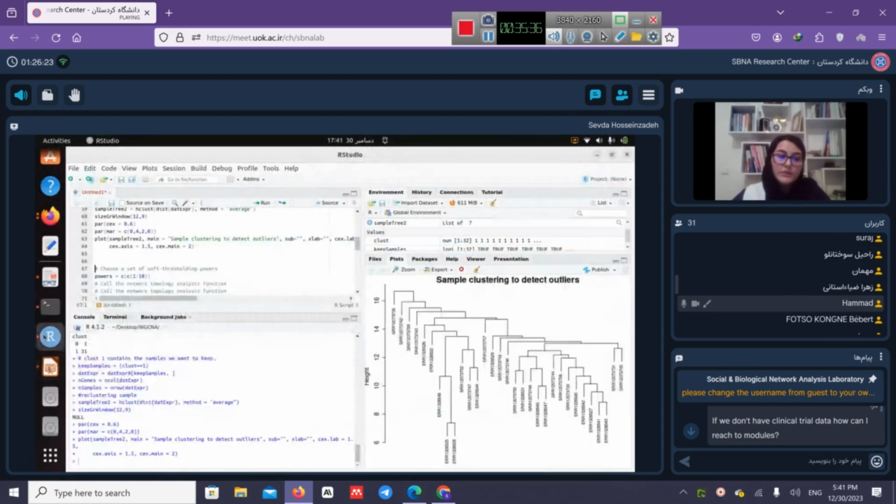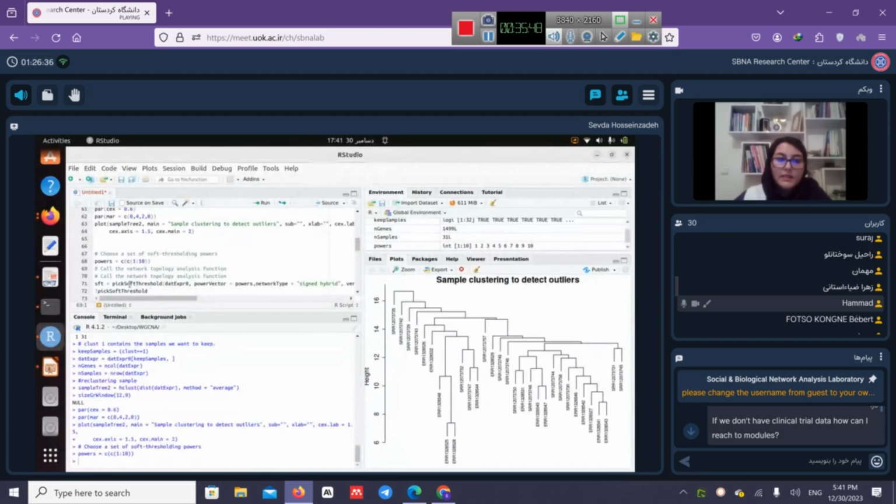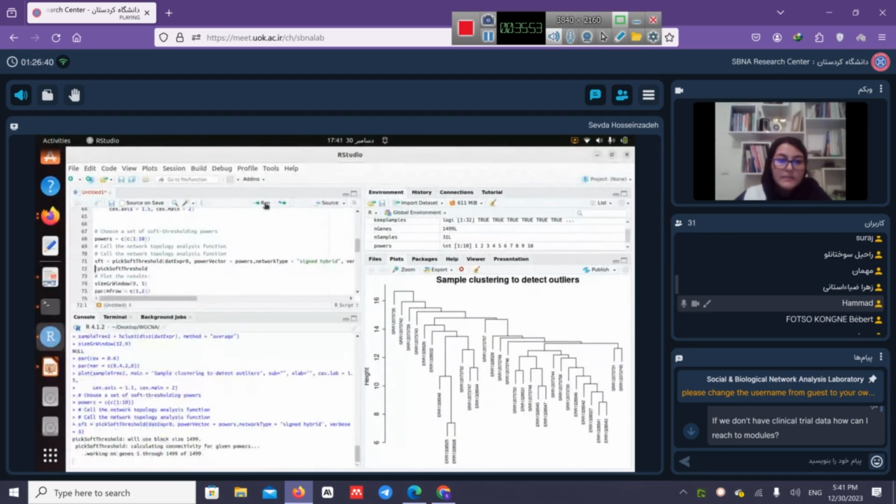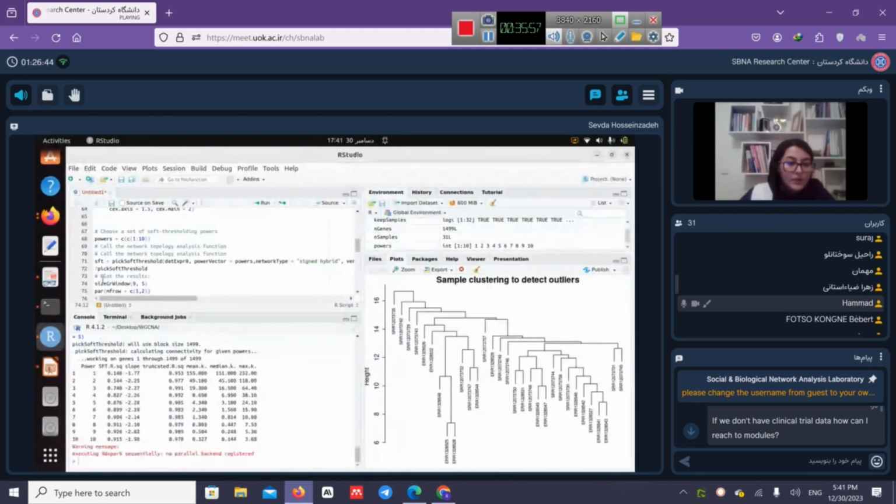Okay, for example, I choose that I want to try the adjacency matrix and calculate the adjacency matrix for these 10 numbers, 1 to 10. And after that, by the soft threshold, I'm going to get which one is suitable for me. It's better to get the, okay, all of that calculates the R squared amount for me.